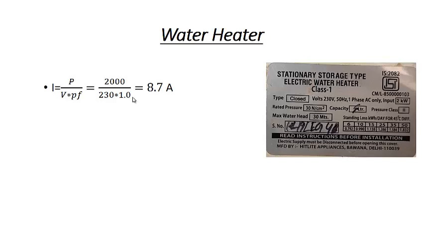Similarly, for a water heater or geyser, or simply the boiler that we have, the nameplate rating usually looks like this. This is capacity, this is rated pressure, maximum water head. You don't have to go into this. What we are interested in is the voltage, that's 230 volt, the frequency, it is single phase AC, and 2 kilowatt. From this formula, P divided by V into power factor, 2000 divided by 230 into 1, it will take 8.7 amperes when 230 volt is given.